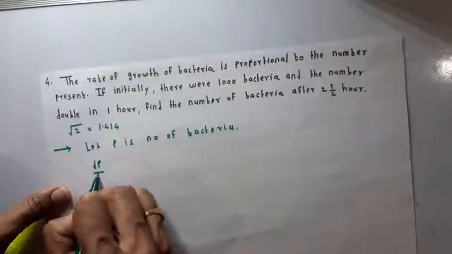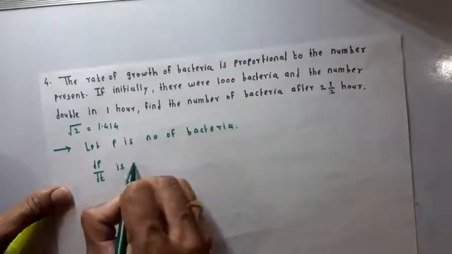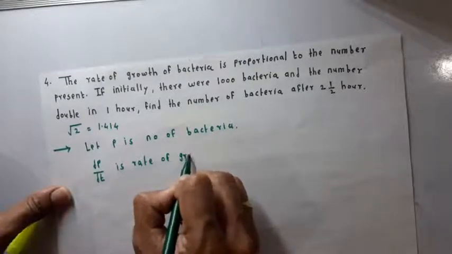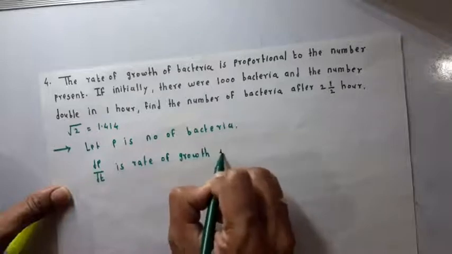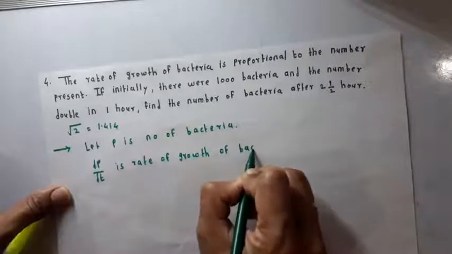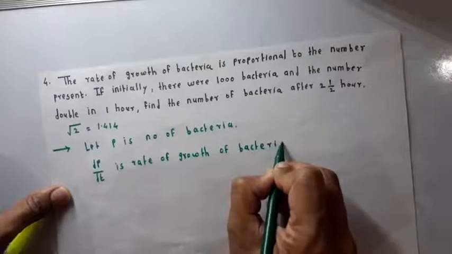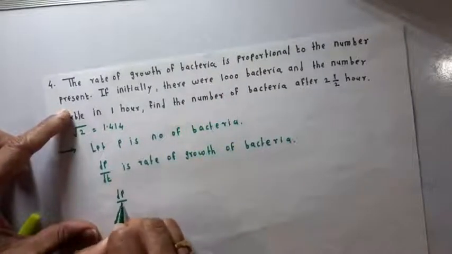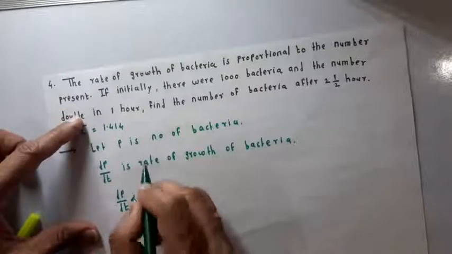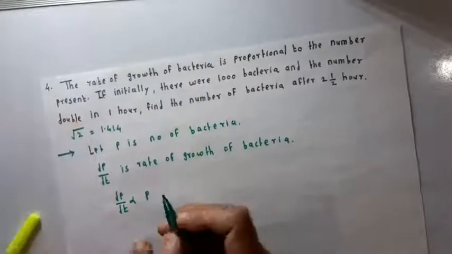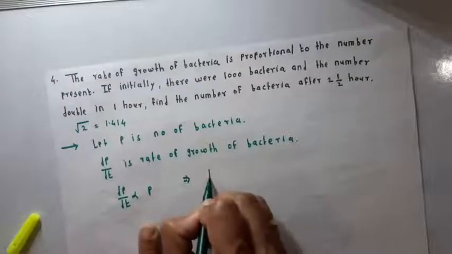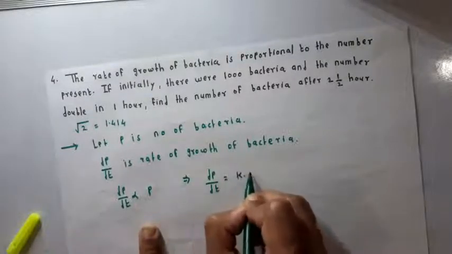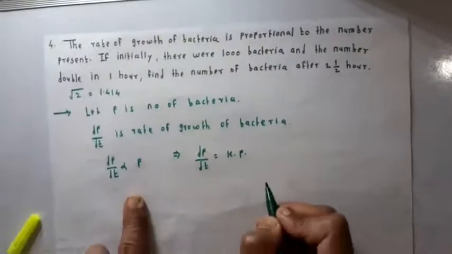dP by dt is the rate of growth of bacteria. Okay, and the rate of growth of bacteria, dP by dt, is directly proportional to the number present, meaning directly proportional to P. This implies dP by dt equals K into P, where K is the proportionality constant.